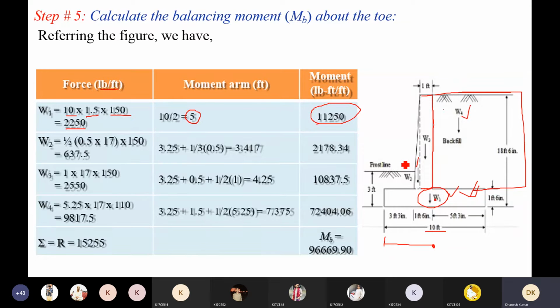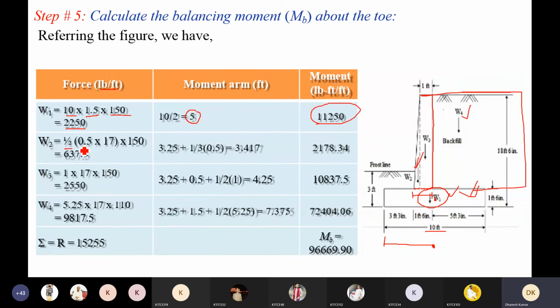Now again we have W2. As you can see from here, W2 is simply a triangular portion. First of all you have to calculate its force, and for the force you have to calculate the area. The area of a triangle is half multiplied by base into length. So this is your half. Now how can we calculate the base? That is from here to here, that is 1 foot and 5 inches.